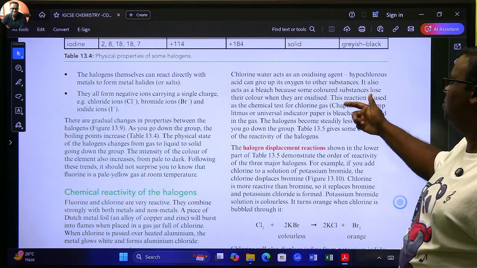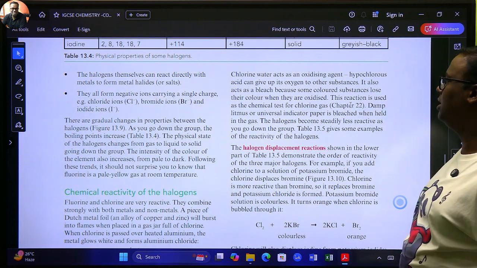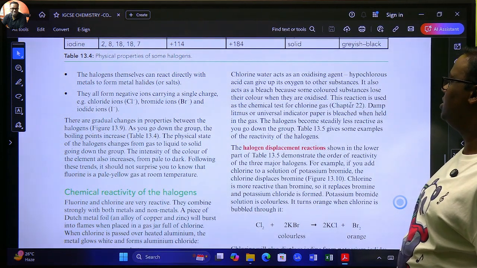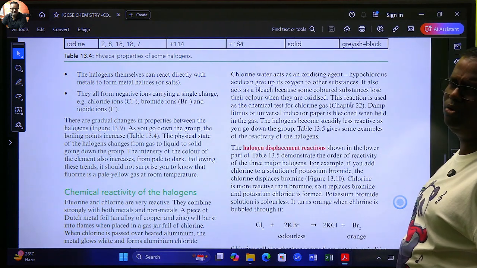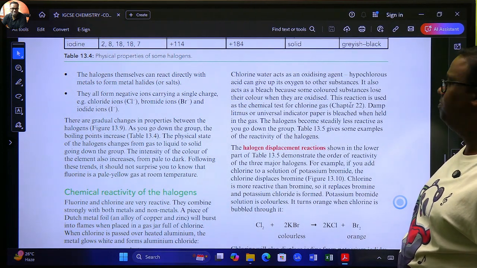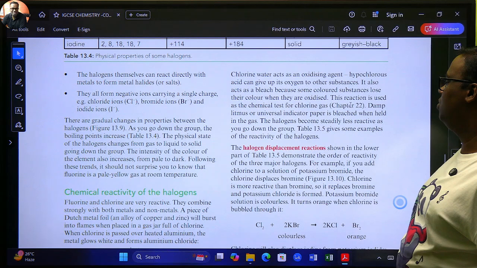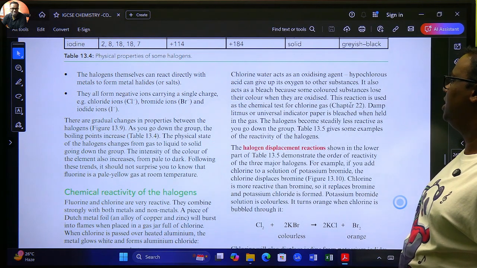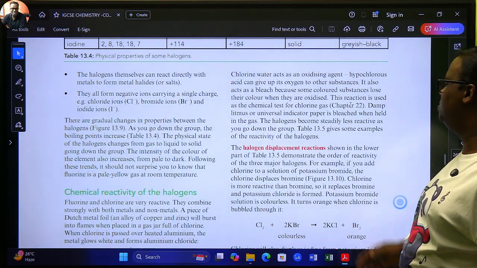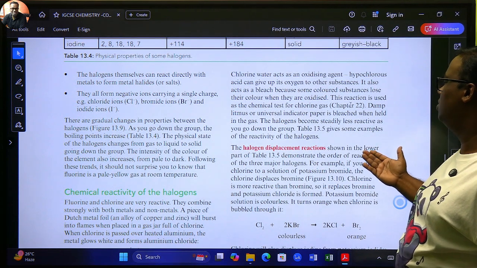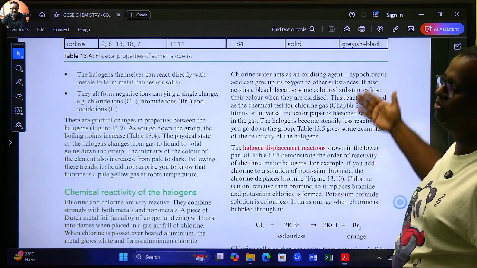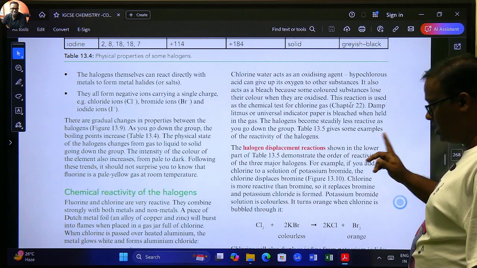So it also acts as a bleach because some colored substances lose their color when they are oxidized. This reaction is used as a chemical test for chlorine. Chlorine is known as a bleach. Damp litmus or universal indicator paper is bleached when held near the gas. Okay, halogens become steadily less reactive as you go down the group. This we have understood. Now, this is important.